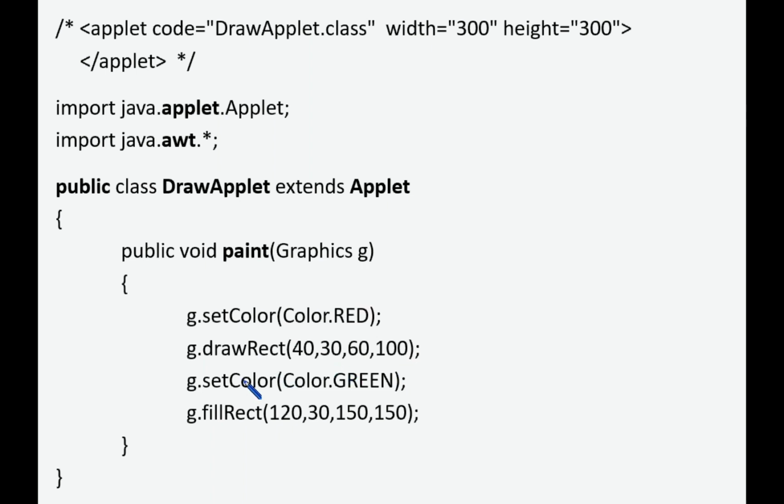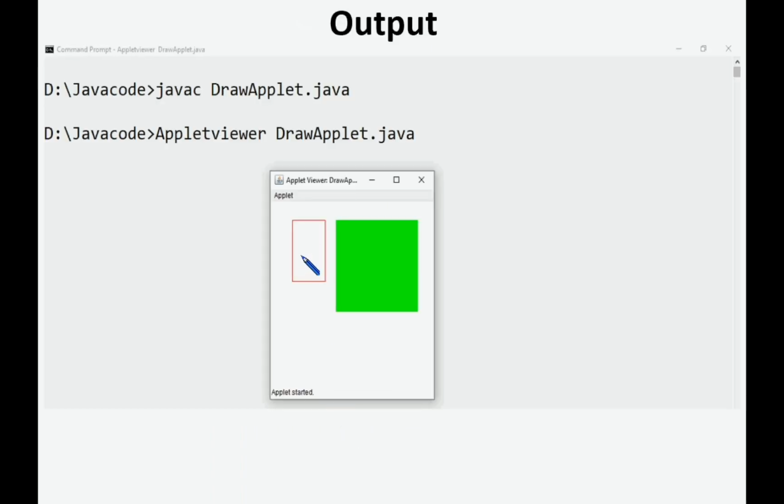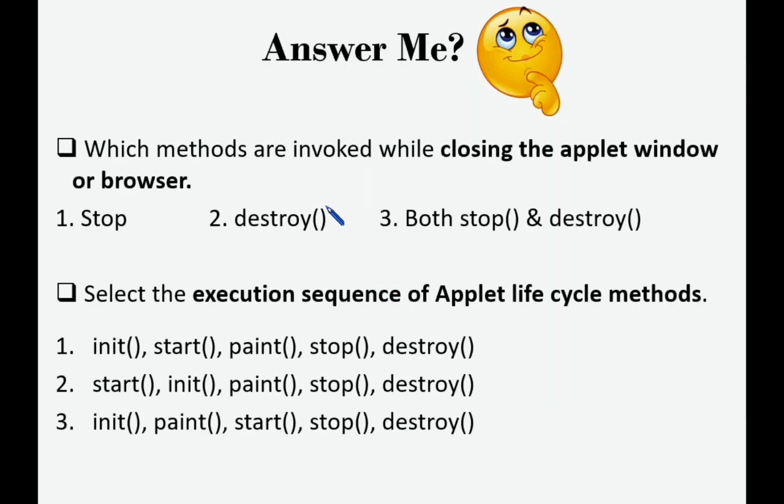Next we are going to set the color again by using the setColor method. Here the color value is green. So what is green here? A final static variable of the Color class. Now we are going to fill the rectangle with green color. Here the number of arguments will be the same. See this output. It is an empty rectangle when we are using drawRect, and when we are using fillRect, it is filled with green color.